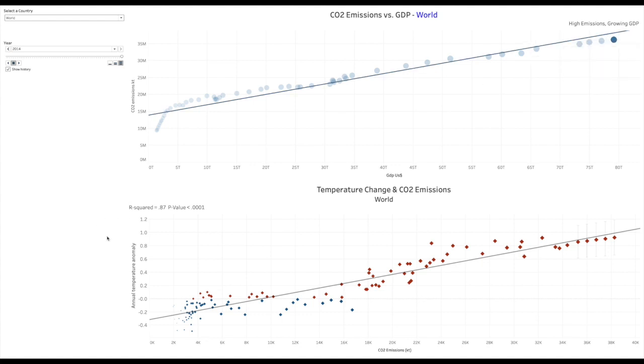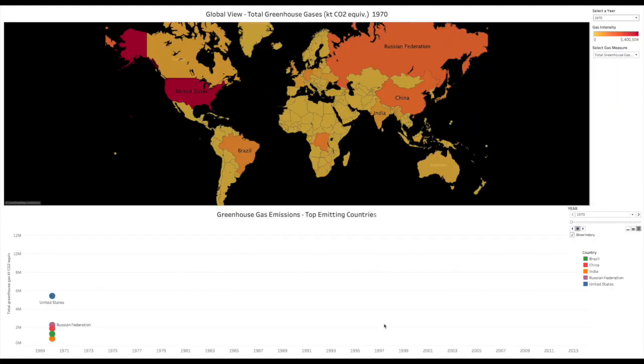Now let's take a look at the temperature change and CO2 emissions. We're looking at temperature anomaly relative to CO2 emissions over time. In this case, we have a forecast. And in the forecast, in 2018, the model estimated that CO2 emissions would be 38 million kilotons, which is where we are today. This next visualization captures greenhouse gases across the globe from 1970 to 2012.